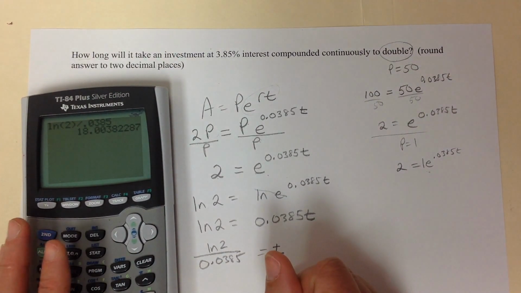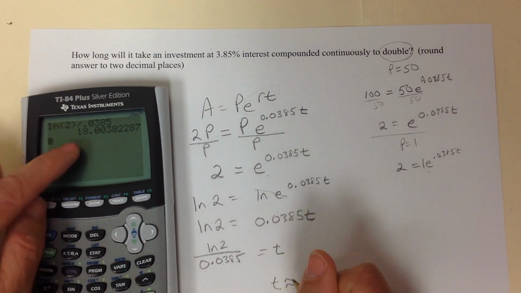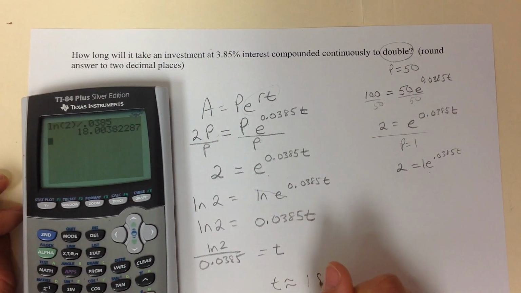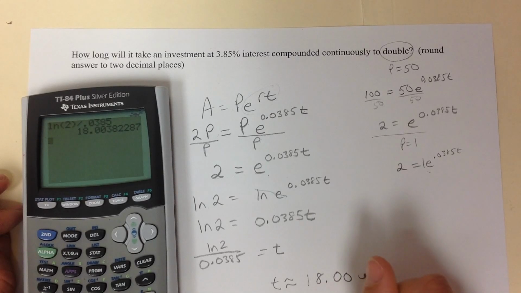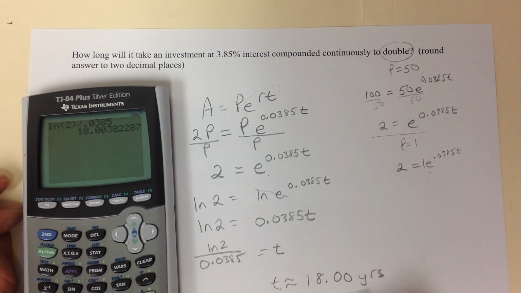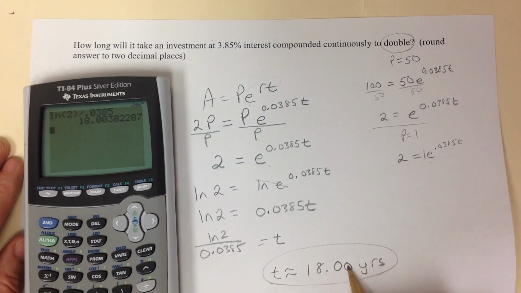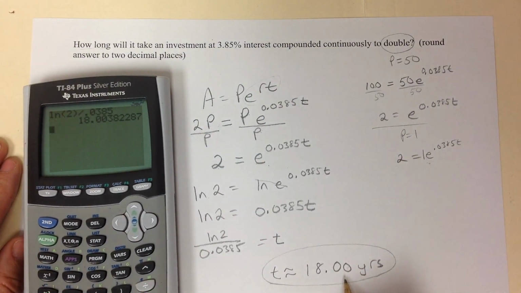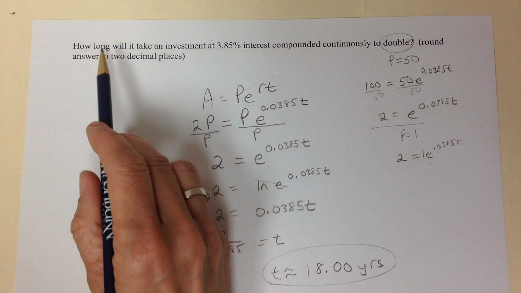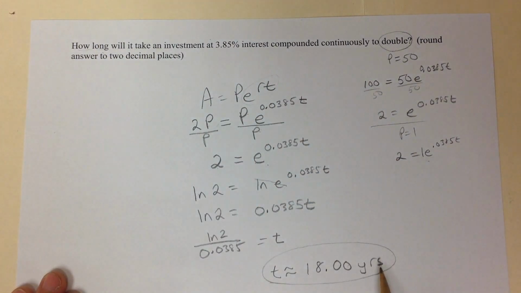And let's see, it says 2 decimal places. This is nice, 18. But I'm going to go ahead and put the 18.00 just to emphasize that I did look at the decimal places. I didn't cut it off early. Okay, so this is 18.00, and time in our interest formulas is in years.